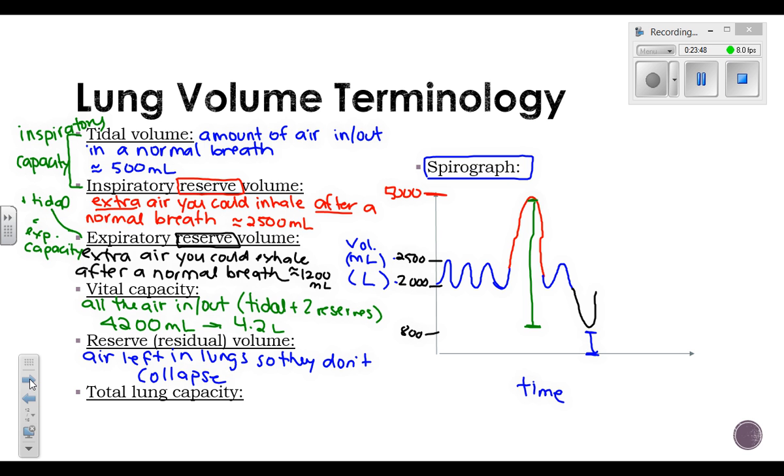Your total lung capacity, then, is everything. So your total lung capacity is when I take the residual or reserve volume and combine that with your vital capacity. So the residual volume, I'm saying 800 milliliters here. Again, it's a very rough estimate. That means total lung capacity, I would say that it is your vital capacity plus the residual volume. So 5,000 milliliters or 5 liters.